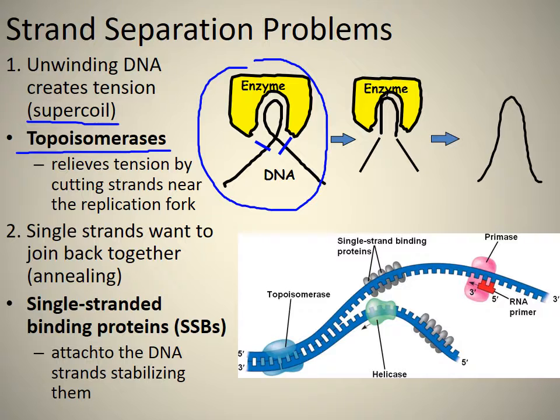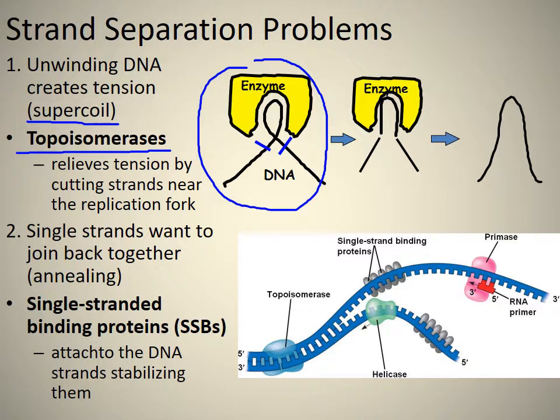Because it makes these relief cuts, the tension will then obviously dissipate or decrease, and the strand can now continue to be separated. Now, the other problem is the hydrogen bonding that occurs between the nitrogenous bases. If you have A pairing with T and C pairing with G, when helicase comes and separates those strands, those hydrogen bonds that occur between the bases are actually going to want to come back together.